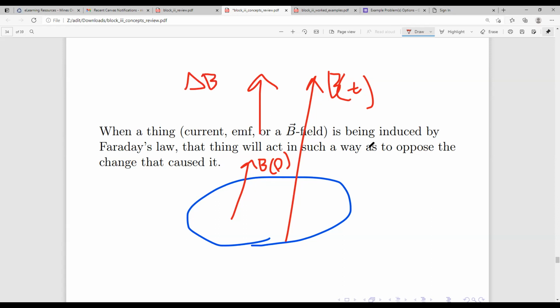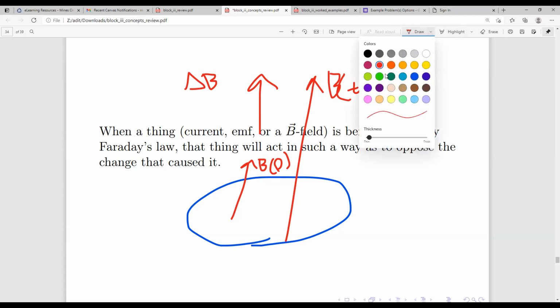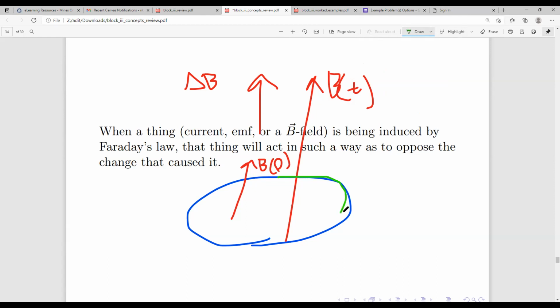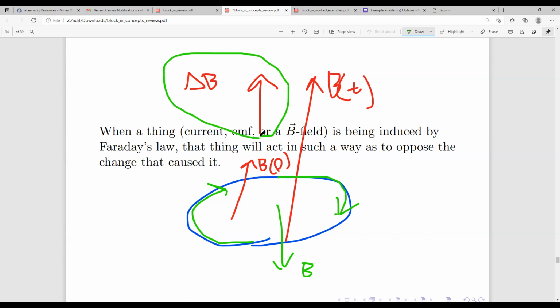What Lenz's law tells us is that the induced current is going to have to be clockwise. Because if you think about the right-hand rule, a clockwise current by itself is going to produce a B field that's pointing down. So the induced current has to act in such a way to oppose whatever change caused it. It was caused by an increasing B field out of the page, so the induced current is going to have to be clockwise such that the induced B field from that current is pointing down.